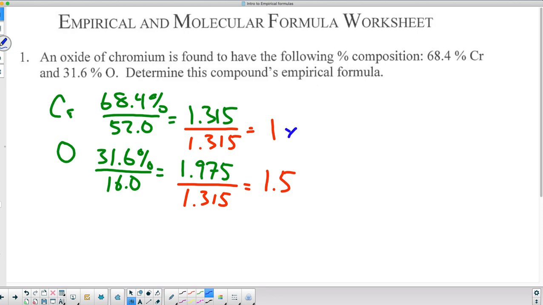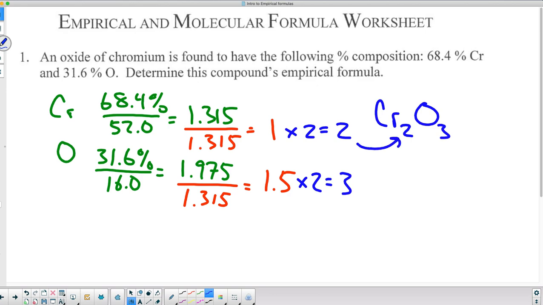Now, here are my subscripts, but we never have a decimal in subscripts. So to get rid of the decimal, I multiply both of these by 2, and that gives me a 2, and this gives me a 3, which means that what I have then is chromium 2, oxygen 3. Okay? These are the subscripts for my compound. This right here is my empirical formula and my answer. And that's how you do these problems.